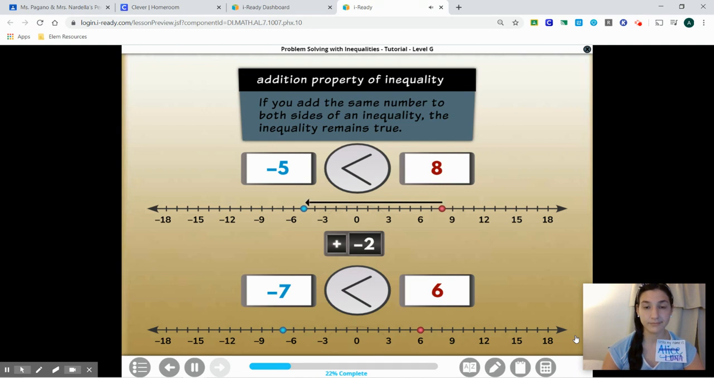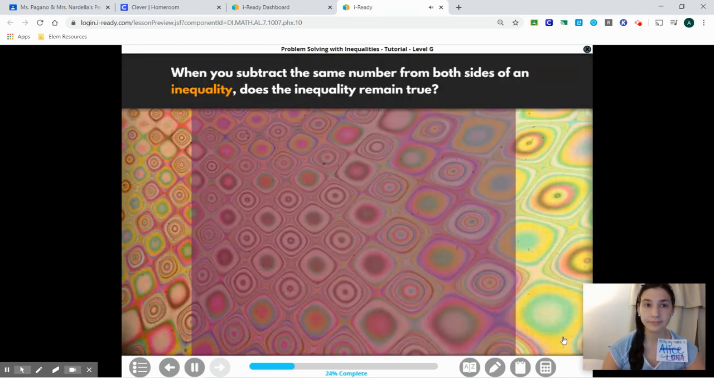I see. The blue point is to the left of the red point, or less than, and after they both shift, it is still to the left. That's one operation down. 3 to go. Okay, here we go. What do you think?